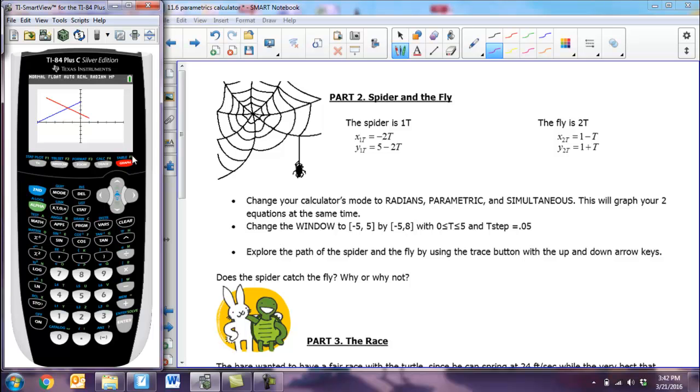And so it looks here, it says explore the path of the spider and the fly by using the trace button with the up and down keys. So the one thing that's going to happen here is when I trace this and I'm going back and forth and looking at this, first of all, we have to move to the right to get anywhere because that's the path that it took. And the other thing is mine is going really, really slow because I put my t-step as something small. But the one thing I do notice here is my graphs are intersecting. Okay, my graphs intersect right here at -1.5, 3.5.